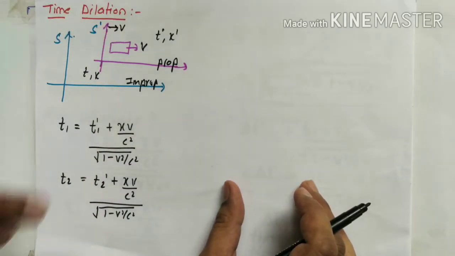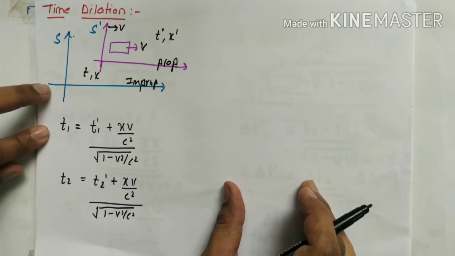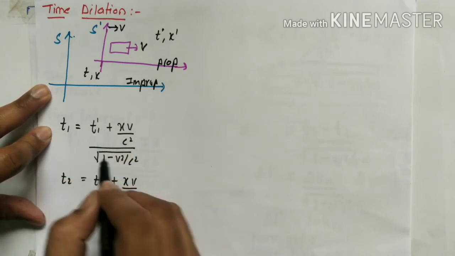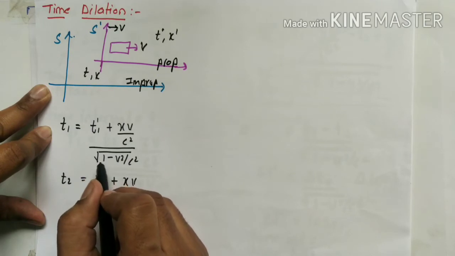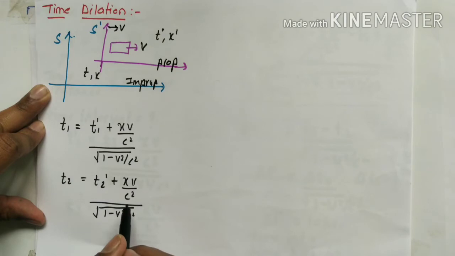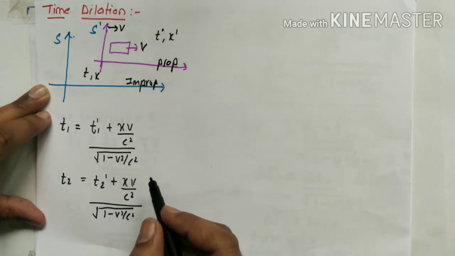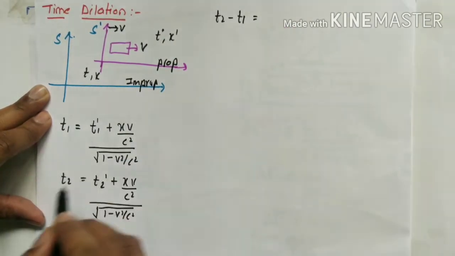So now we want to know what is the relation between the time intervals in these two frames of reference. According to the Lorentz transformation equations, we know that time instance t1 is equal to t1 dash plus xv divided by c square, the whole divided by this factor. Similarly, t2 is t2 dash plus xv by c square divided by this whole factor. Now we want the time interval, that is we want t2 minus t1. So let us subtract this.